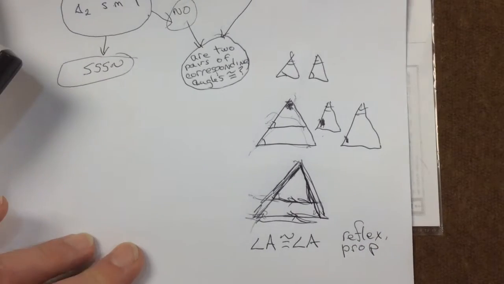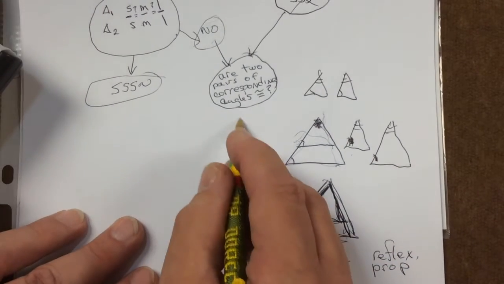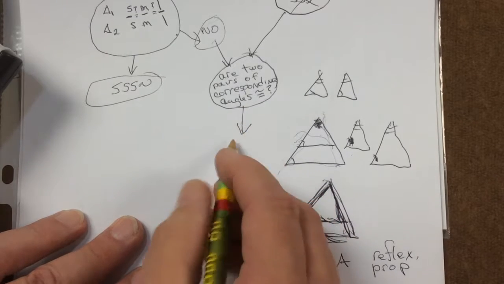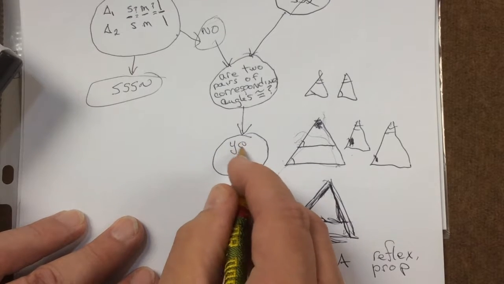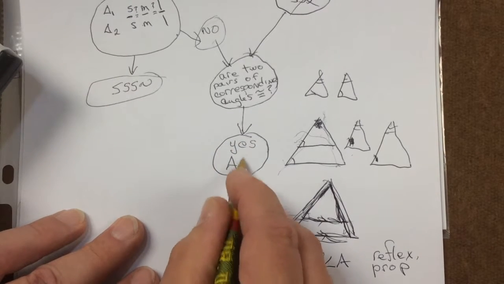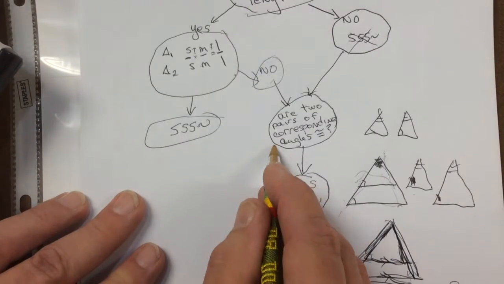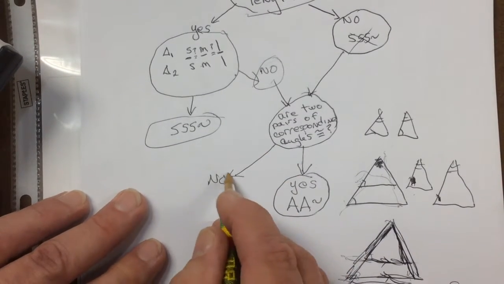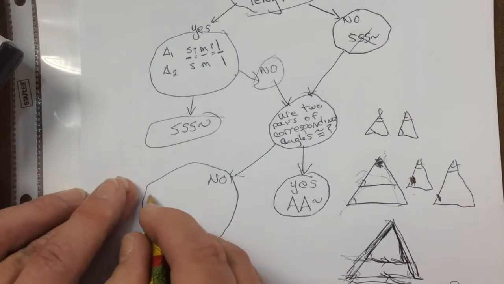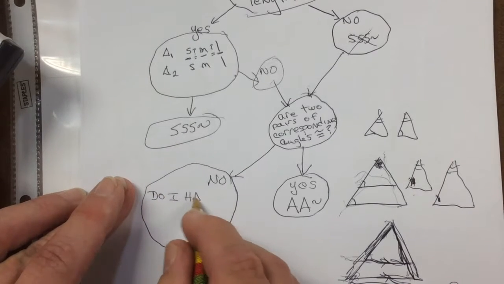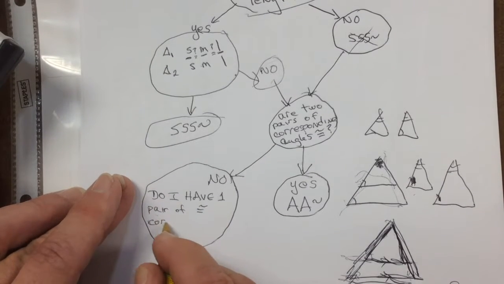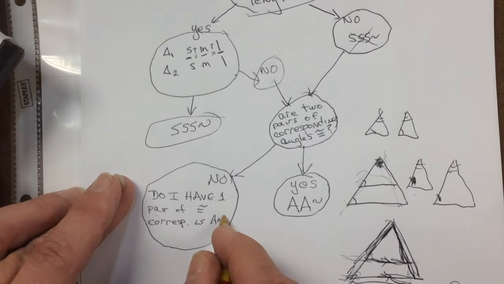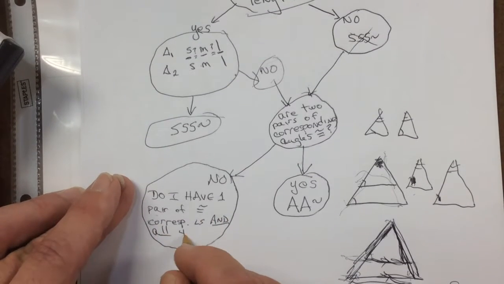So if you can find two pairs of corresponding angles, then you have angle-angle similarity. If the answer is no, there is still one more chance. Do I have one pair of congruent corresponding angles and the measure of all four sides that make them?